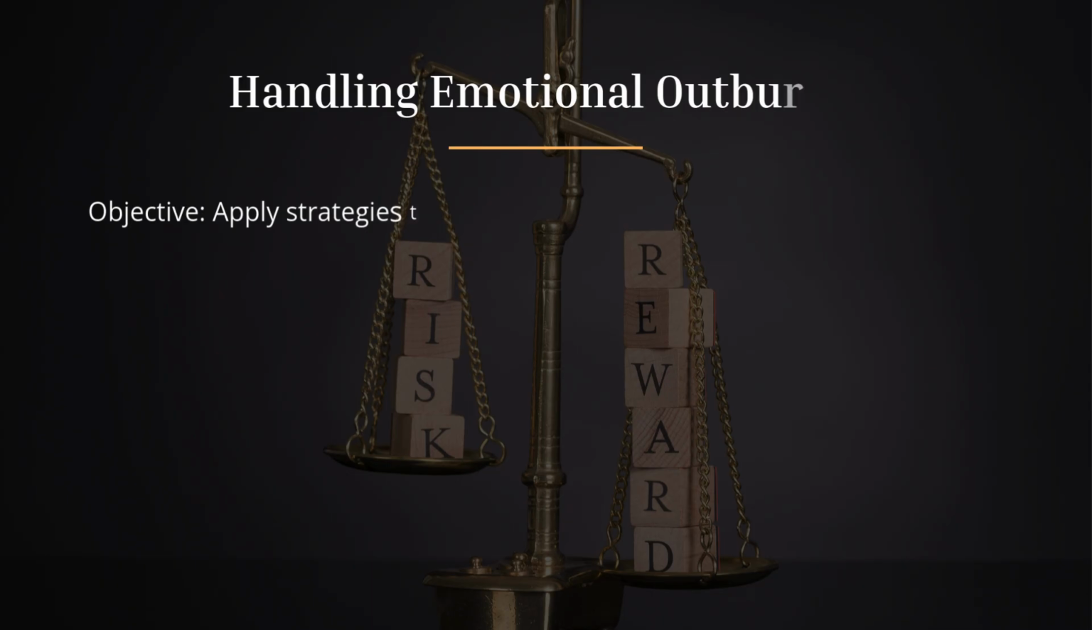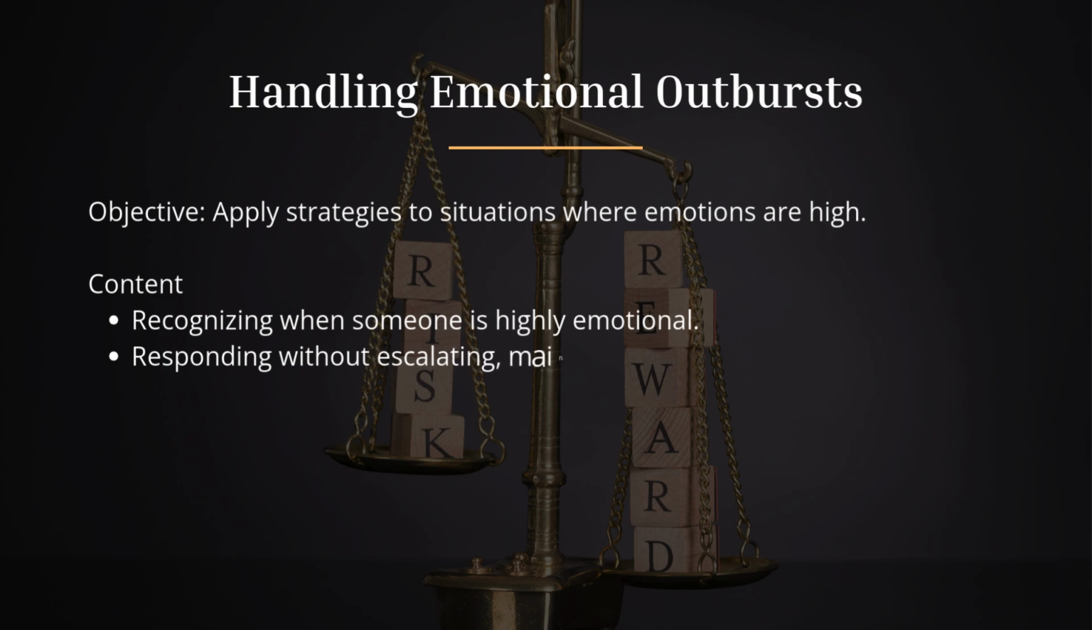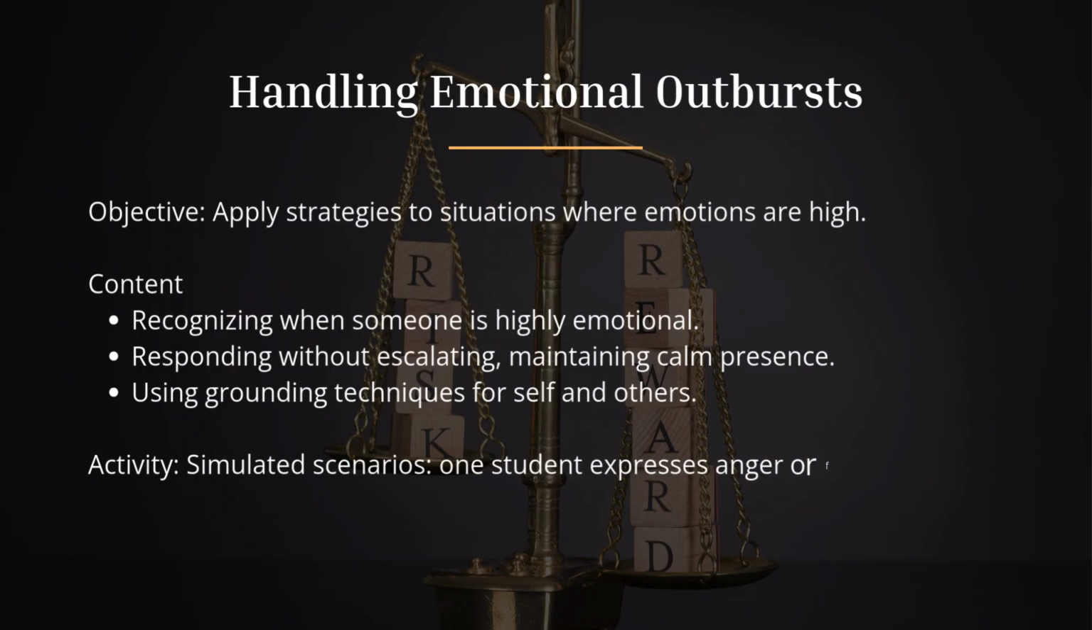Handling emotional outbursts. Objective: apply strategies to situations where emotions are high. Content: recognizing when someone is highly emotional. Responding without escalating, maintaining a calm presence. Using grounding techniques for self and others. Activity, simulated scenarios: one student expresses anger or frustration, the other practices verbal and nonverbal calming strategies.